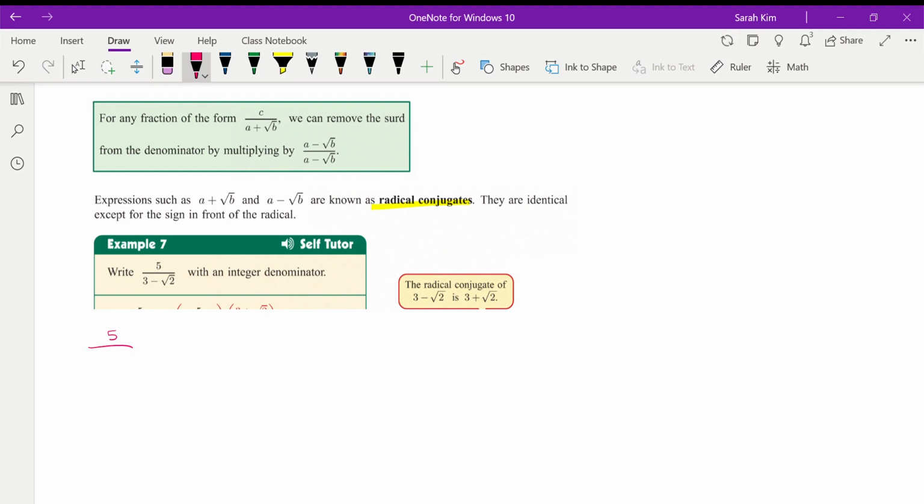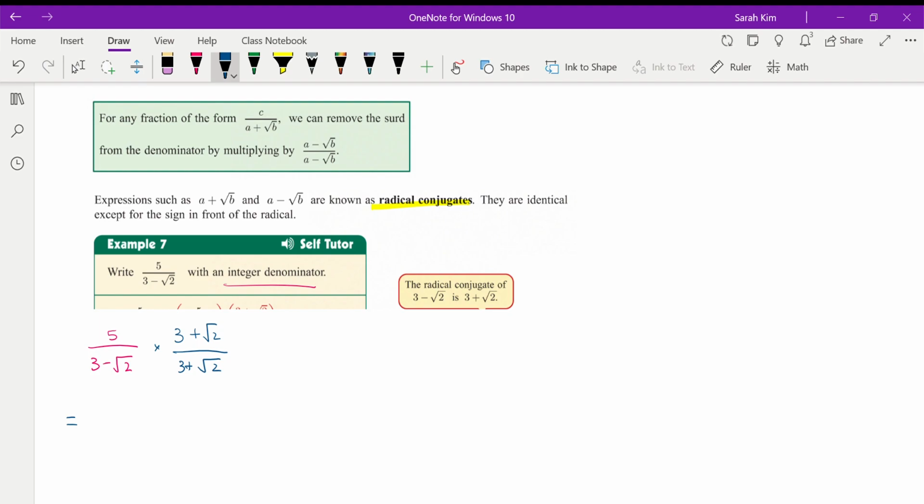So for example, this one, if I want to change this into an integer denominator, basically I want to get rid of that surd. Unfortunately, like the example before, I would technically want to times it by square root 2, but that doesn't work in this case because square root 2 is a part of this 3 take square root 2. So what you need to do, instead of writing square root 2, you've got to write 3 plus square root 2, okay? And then write it on the bottom as well. So it's basically the radical conjugate of 3 minus square root 2, exactly the same, just with a plus instead of a minus.